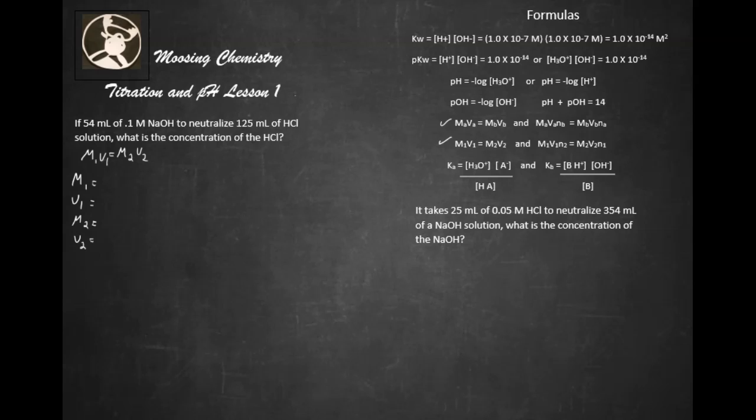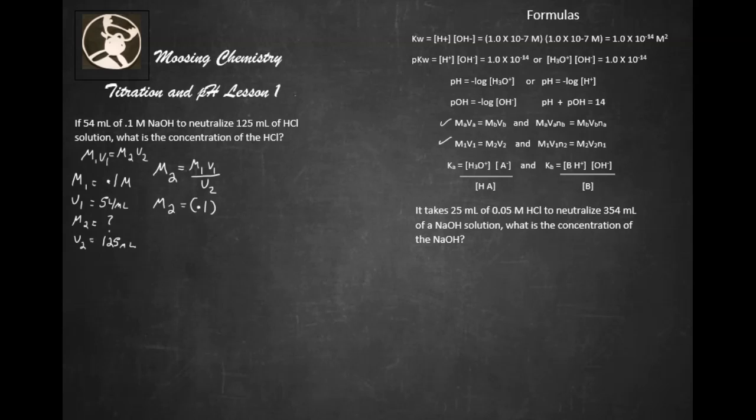Alright, so our first volume is 54 milliliters. See how it keeps nice track of that. Our first molarity is 0.1. Our second volume is 125 milliliters, and our molarity is what we're looking for, right? So we're going to isolate for M2. So M2 equals M1 V1 all over V2.